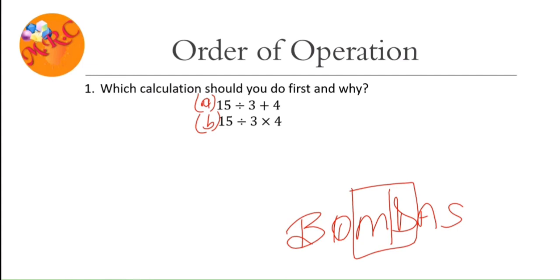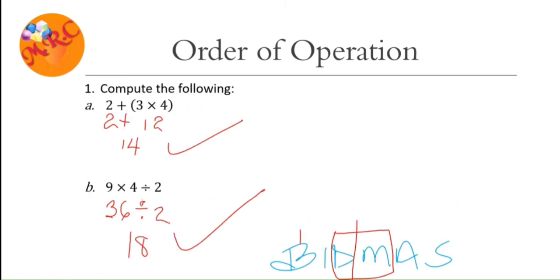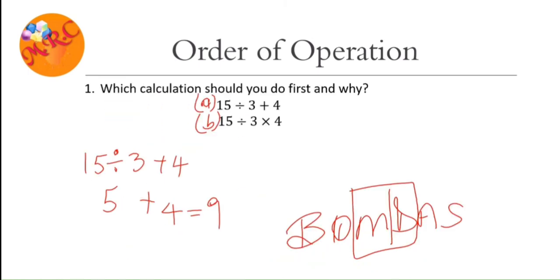So I'd divide 15 by 3. Let's work it out: 15 divided by 3 plus 4. I divide 15 by 3, which gives me 5. I bring down my plus and I bring down my 4. Now I say 5 plus 4, which is 9. Good? Let's look at the other question. Let me tidy this up a bit. So let's put our 5 plus our 4, which equals 9.